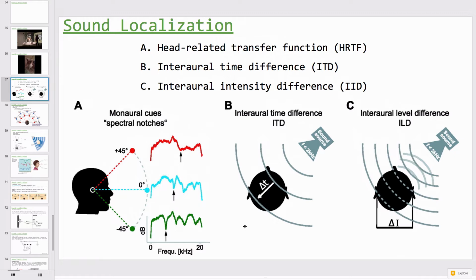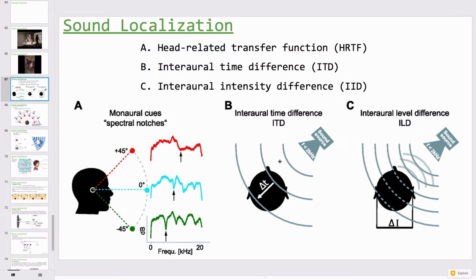There's a couple of different things that we rely on to be able to tell where things are in space. So we have these things called monaural cues or spectral notches, and we'll talk more about that. And that lets us sense elevation.